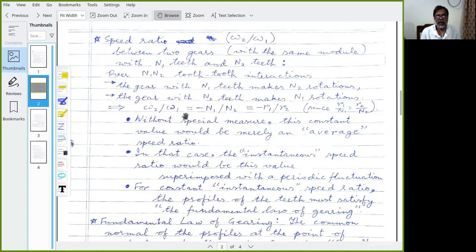So omega 2 by omega 1 is minus N1 by N2. Because the first one makes N2 rotations and the second one makes N1 rotations. Minus because the sense of the rotation would be opposite. Okay. And since module is same, so R1 by N1 is equal to R2 by N2. Okay. So R1 by R2 is the same as N1 by N2. So this and this are equal, where the R1 and R2 are the pitch circles.